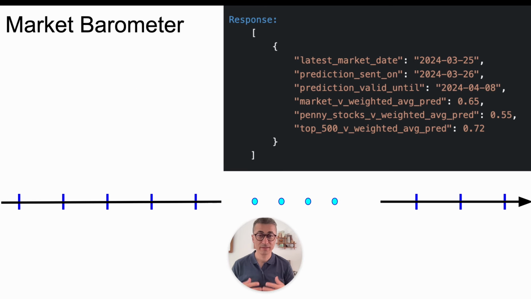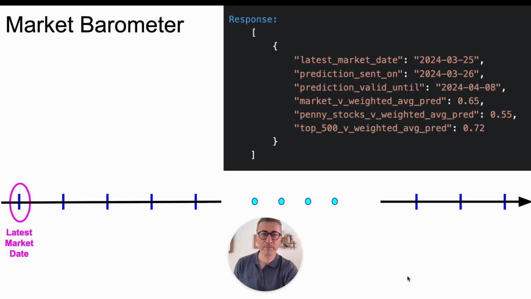So let's have a look at some details now on a timeline. Let's say that we have received this response from the API endpoint, and this is our timeline. Let's try to put the things on a timeline now. So let's say that the latest market date is represented by this tick or this day. Each blue tick here is representing a particular market day. If that is the latest market date, the prediction sent on date is going to be the date of the next one, the next market date, in other words.